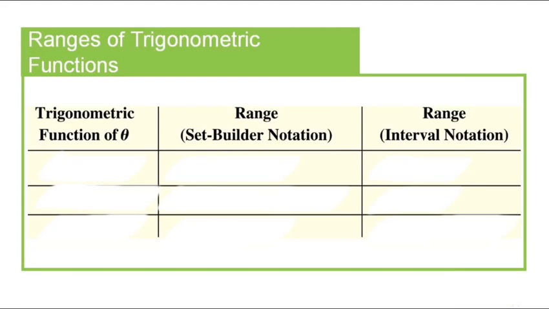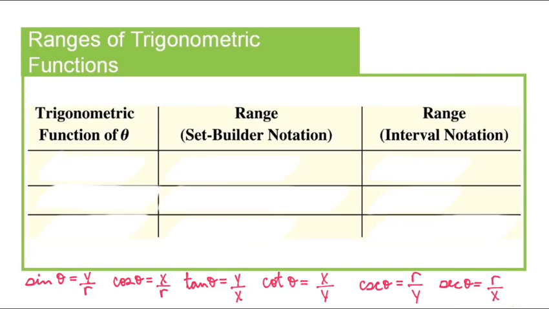Now we're going to look at the ranges of the trig functions, and we're going to look first at the definitions that we've already memorized for these 6 trig functions. And here are sine, cosine, tangent, and the 3 reciprocal functions. So you remember y over r, x over r, and y over x. And so the first trig functions that we're going to look at are sine and also cosine, because they behave very similarly. Now let's look at these 2 definitions. Sine is y over r and cosine is x over r.